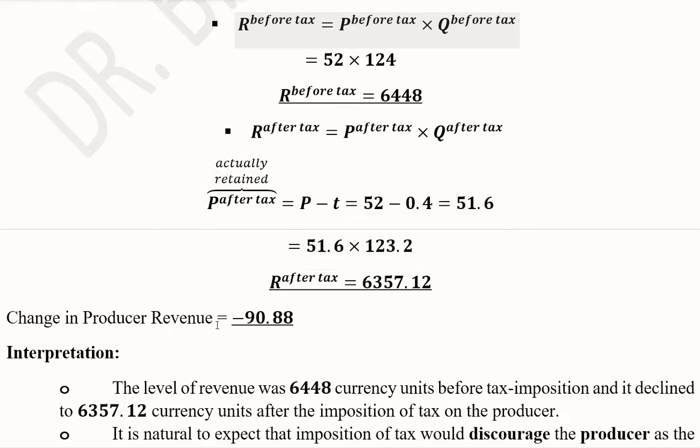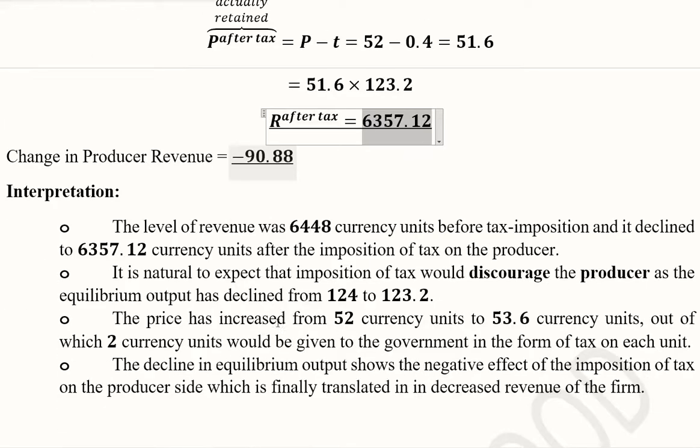Now we have the change in the revenue. Initially it was this much and now it has reduced. So the difference between 6,448 and 6,357.12 is this. So actually there is a decline in the producer's revenue, which is logical, because we know that after tax the discouraging environment sets in, and due to that there is a decline in the revenue.